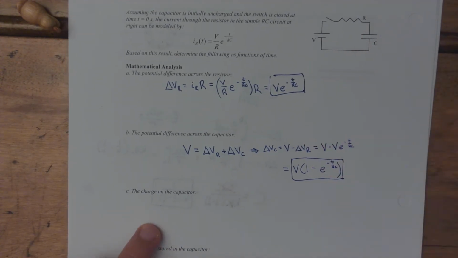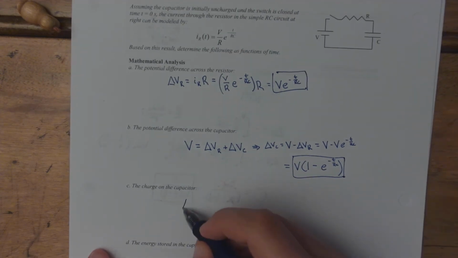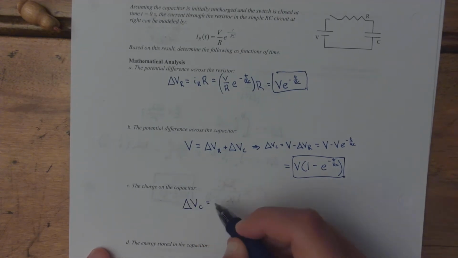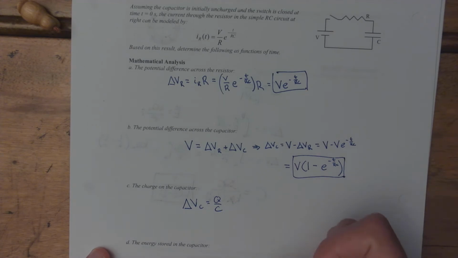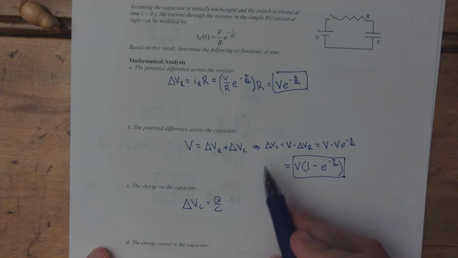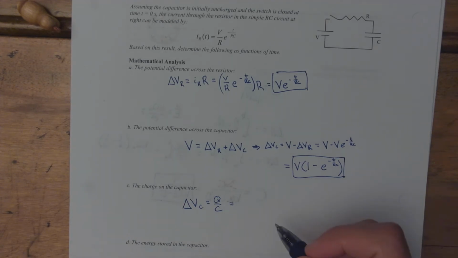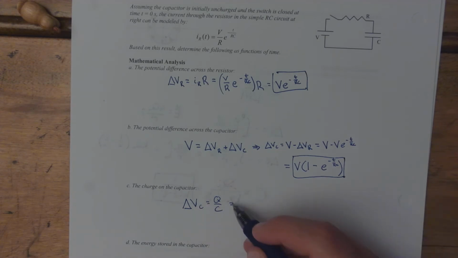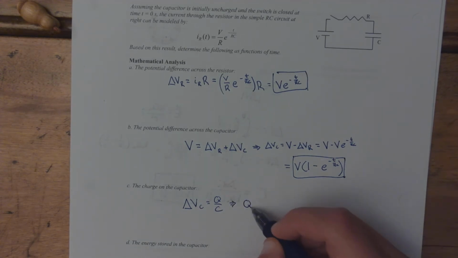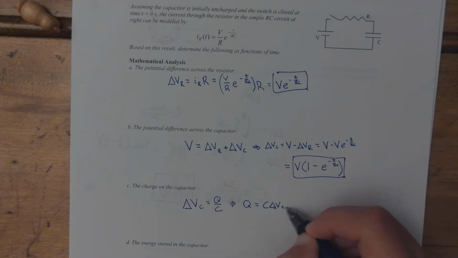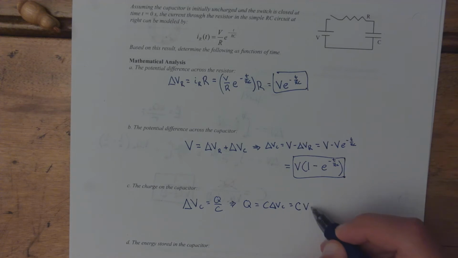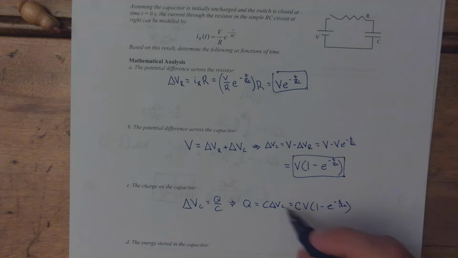Then I want to find the charge on the capacitor. Well, the potential across the capacitor is equal to Q divided by C. Actually, I want to find the charge, so the charge is equal to C times delta VC. So I take this expression and multiply it by C, and I get C times V times (1 minus e to the negative t over RC).